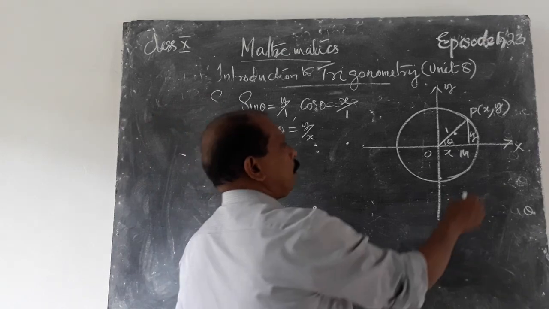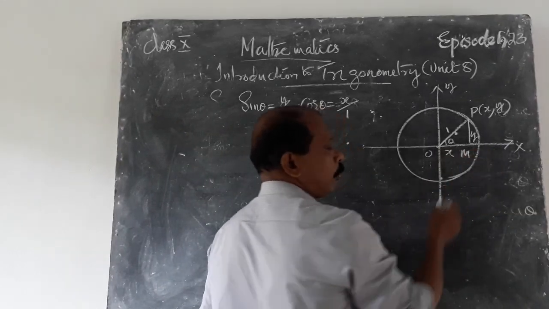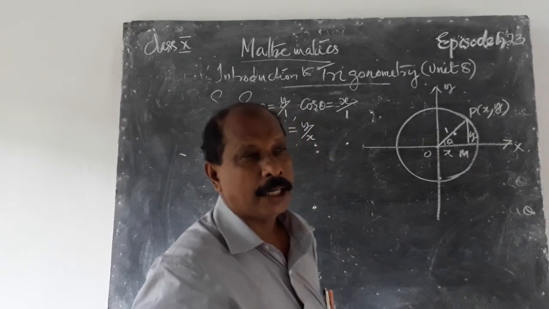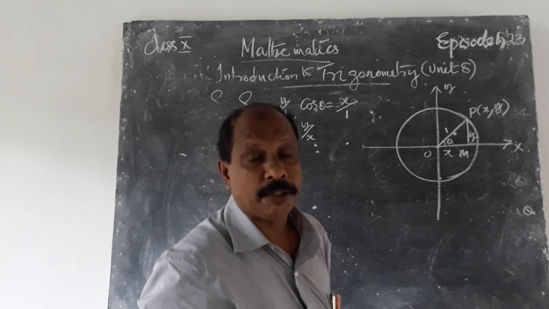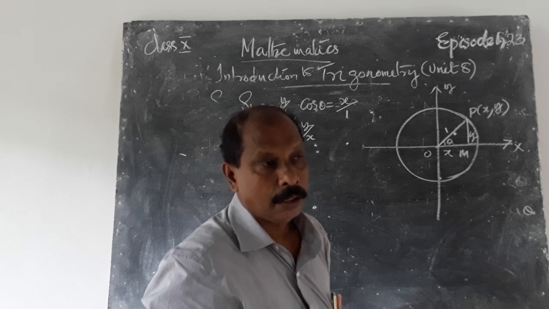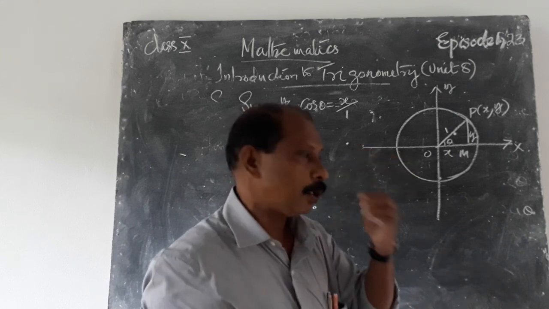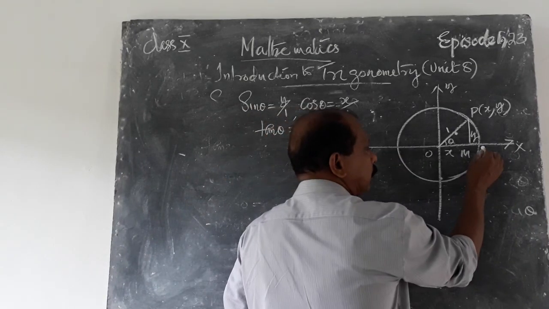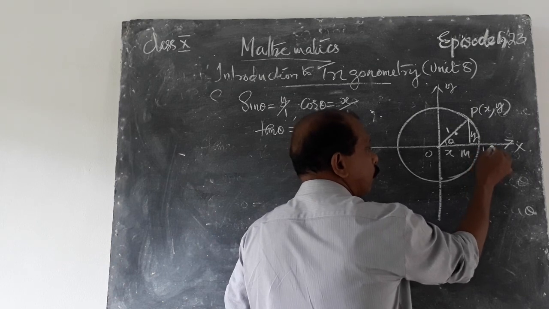Okay, listen, this is the radius segment, 1 unit. We know that any point on the x-axis has y-coordinate 0, and any point on the y-axis has x-coordinate 0. Therefore, for this point, the x-coordinate is 1 and the y-coordinate is 0.